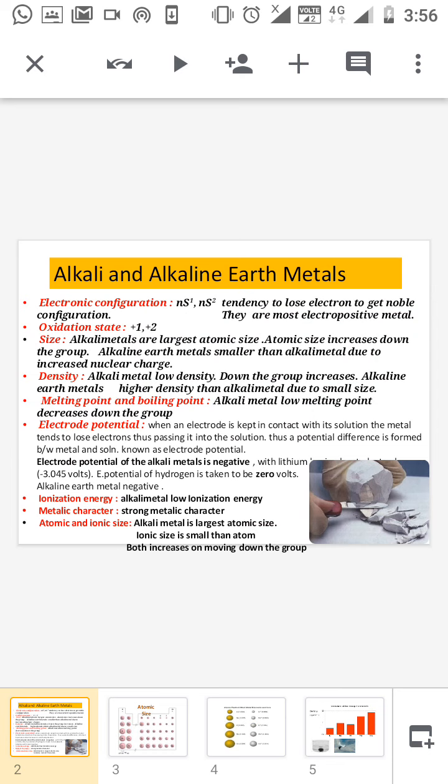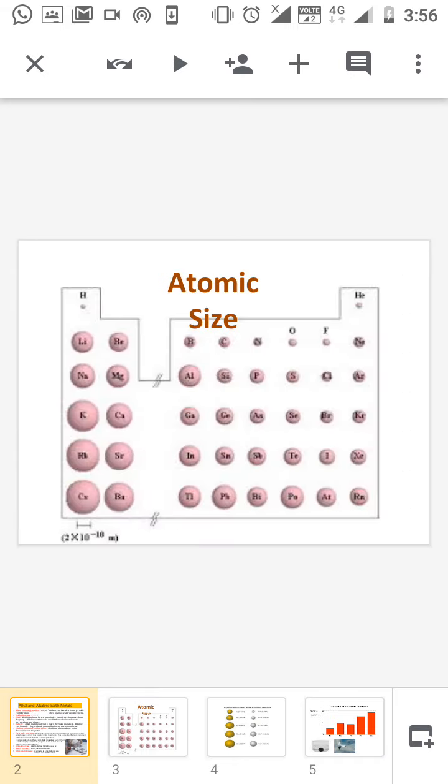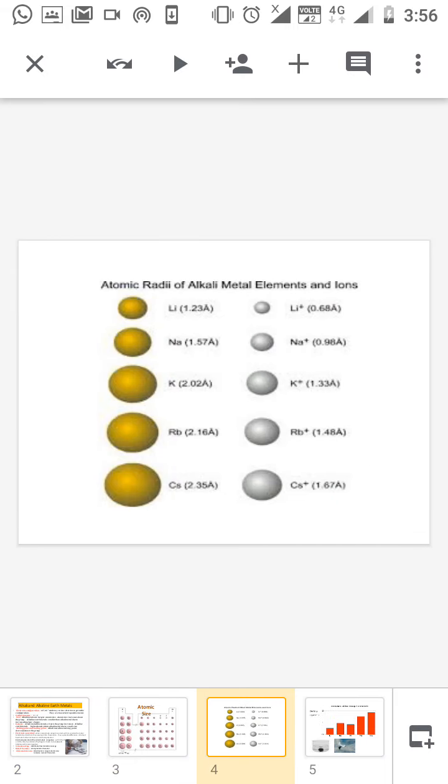And next is the atomic and ionic size. See here, the yellow balls represent the atomic size. When we move from top to bottom, the size of an atom increases, as you have already discussed. The next is the ionic size. The white ones represent the ionic size. From top to bottom, the ionic size increases regularly.